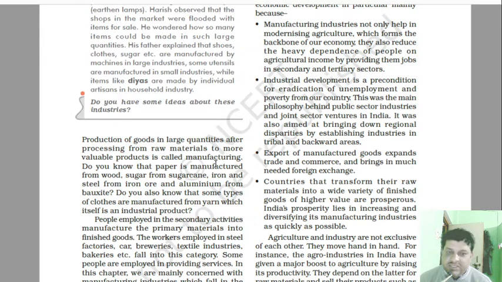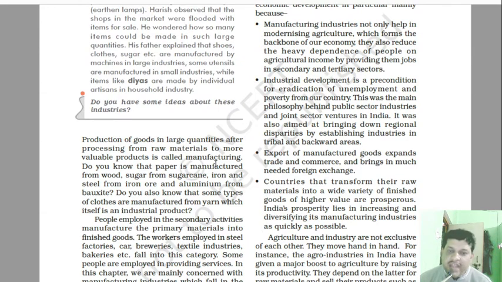So after independence, the government of India started to establish various types of industries, which on one hand was making economic development of the country, and slowly it was also eradicating poverty and providing people jobs, lessening the percentage of unemployment. But still, there is a need to make more industrial development in our country.